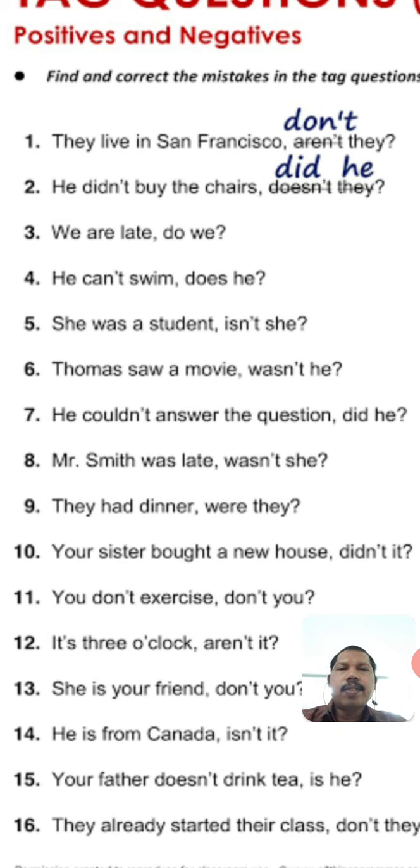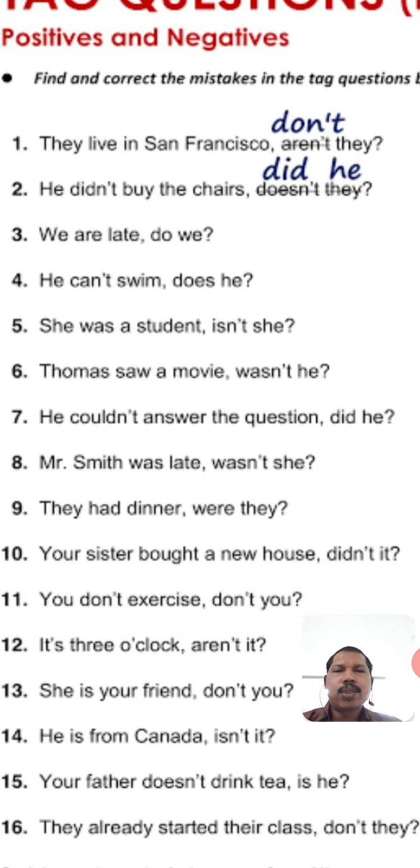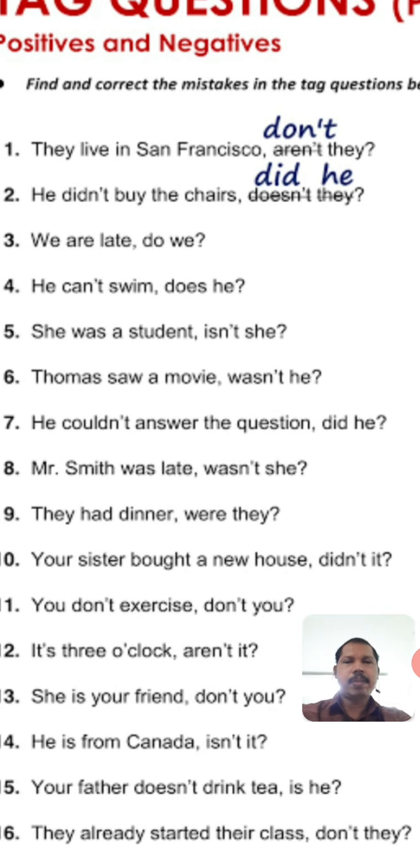They live in San Francisco. Aren't they is given. You have to write the correct one. How will you find out? Find out the verb first. Live is the verb. What tense is used? Live is simple present. Then we have to split that into do plus live. The negative for do is don't. Now observe the subject, they. Already it is personal pronoun, so we need not change. We can use the same. Don't they. Don't they is the correct answer.